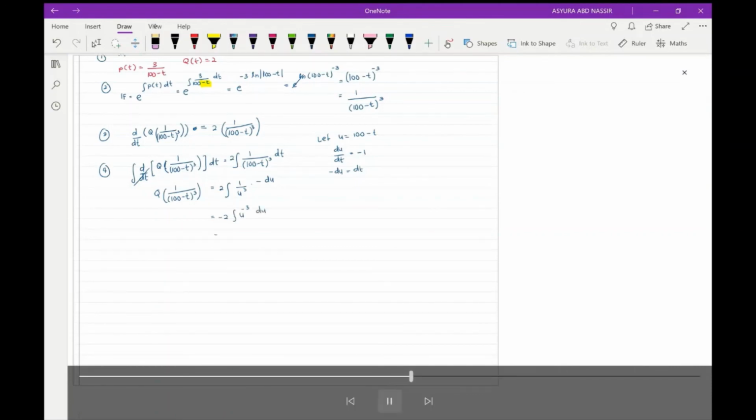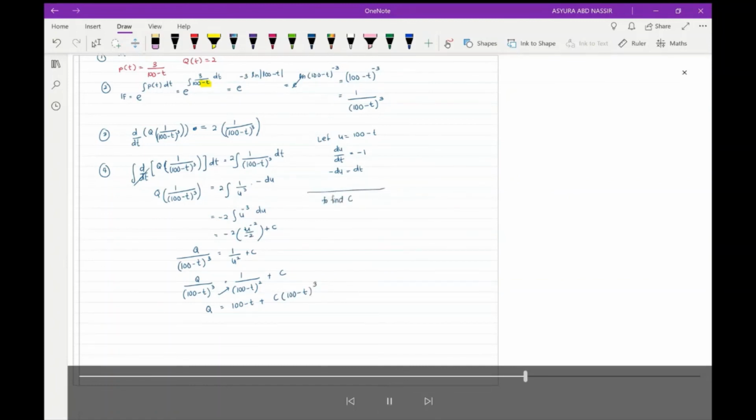And lastly, after you have integrated, you have negative 2 times u to the power negative 2 over negative 2 plus c, and we have 1 over u square plus c. So this is your Q over 100 minus T cube. Then please replace your u and simplify. Next you will get, your Q will be 100 minus T plus c times 100 minus T cube.